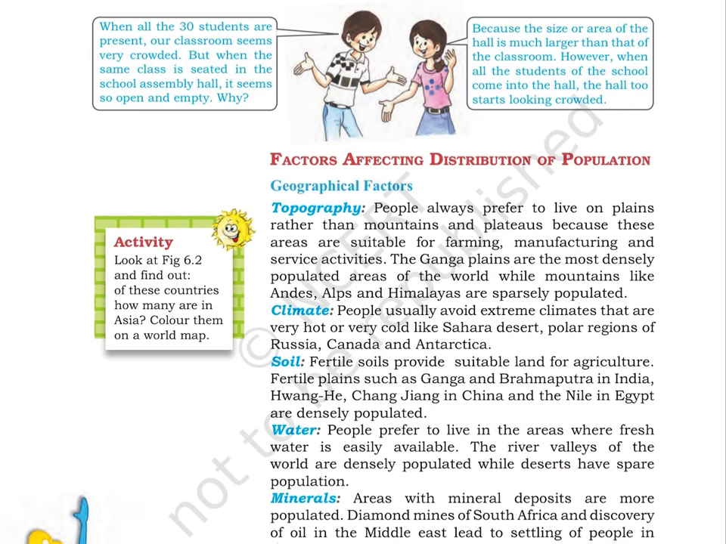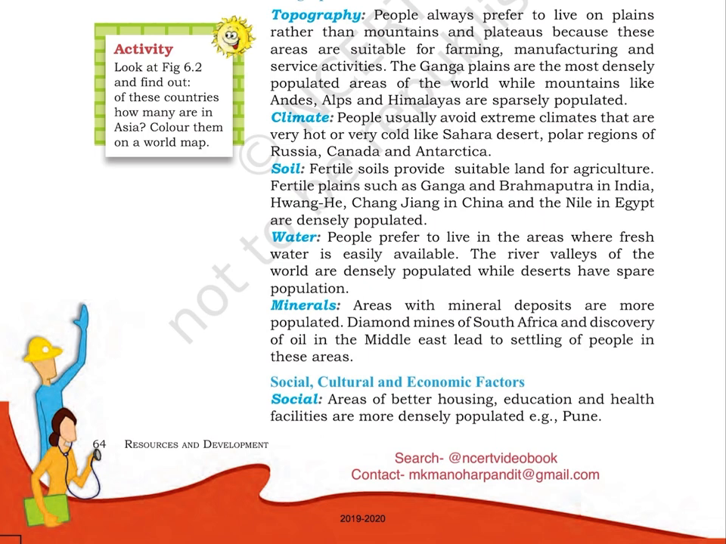Soil. Fertile soils provide suitable land for agriculture. Fertile plains such as Ganga and Brahmaputra in India, Huanghe Changjiang in China, and the Nile in Egypt are densely populated. Water. People prefer to live in the areas where fresh water is easily available. The river valleys of the world are densely populated, while deserts have sparse population. Minerals. Areas with mineral deposits are more populated. Diamond mines of South Africa and discovery of oil in the Middle East lead to settling of people in these areas.